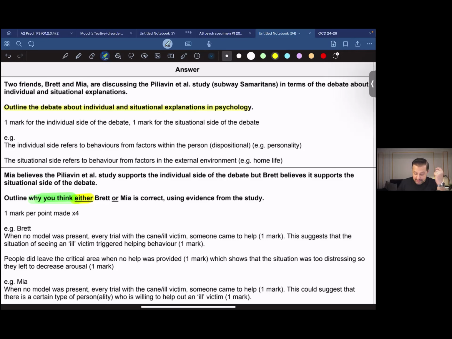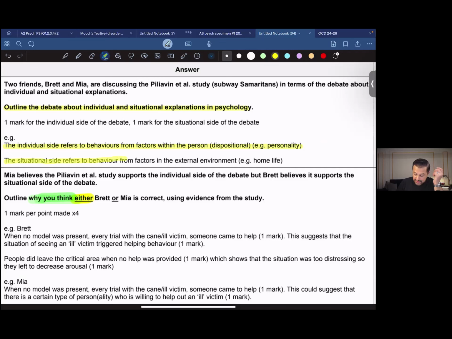The individual side refers to behaviors from factors within the person, dispositional hypothesis, personality. Remember when I had said individual explanations have to do with the extent to which your personality affects your behavior. And on the other hand, the situational explanation has to do with the extent to which the situation or the environment around you affects your behavior. So outline the debate about individual and situational explanation in psychology. Here is when you wrote about the individual explanation. Moving on to the situational explanation now.